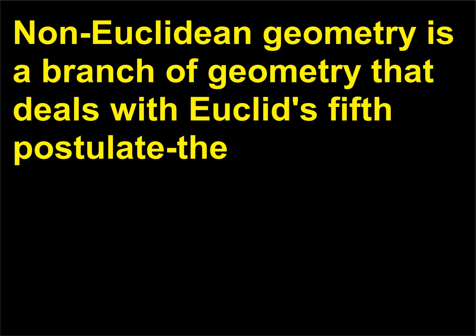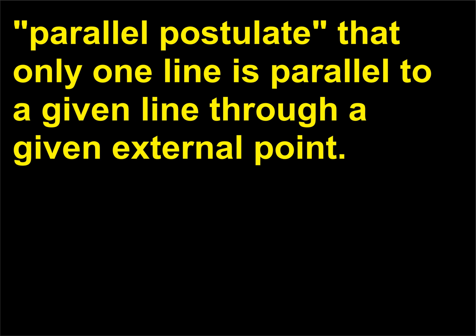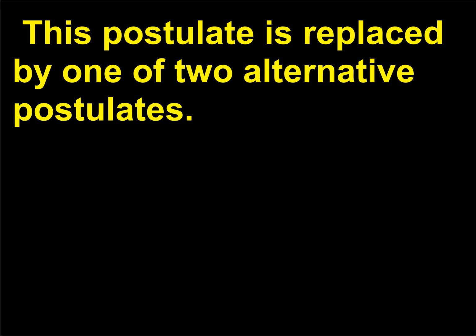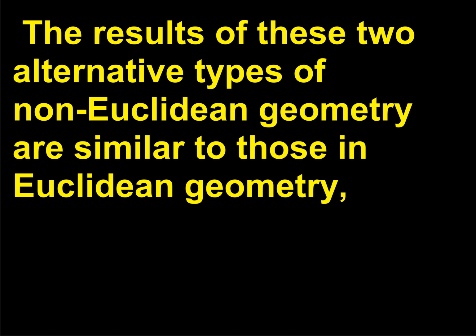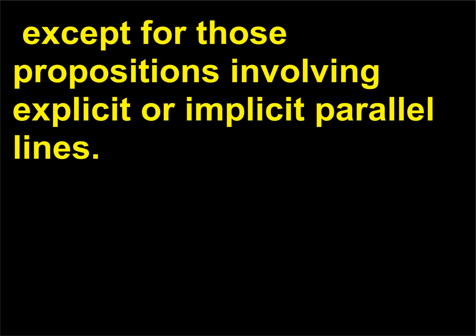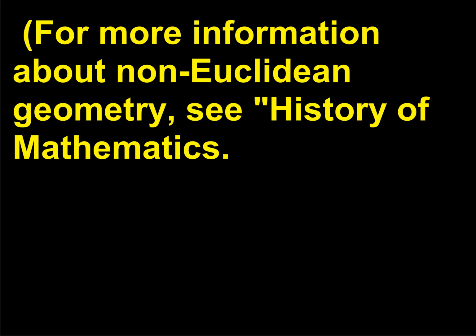Non-Euclidean geometry is a branch of geometry that deals with Euclid's fifth postulate, the parallel postulate, that only one line is parallel to a given line through a given external point. This postulate is replaced by one of two alternative postulates. The results of these two alternative types of non-Euclidean geometry are similar to those in Euclidean geometry, except for those propositions involving explicit or implicit parallel lines. For more information about non-Euclidean geometry, see History of Mathematics.